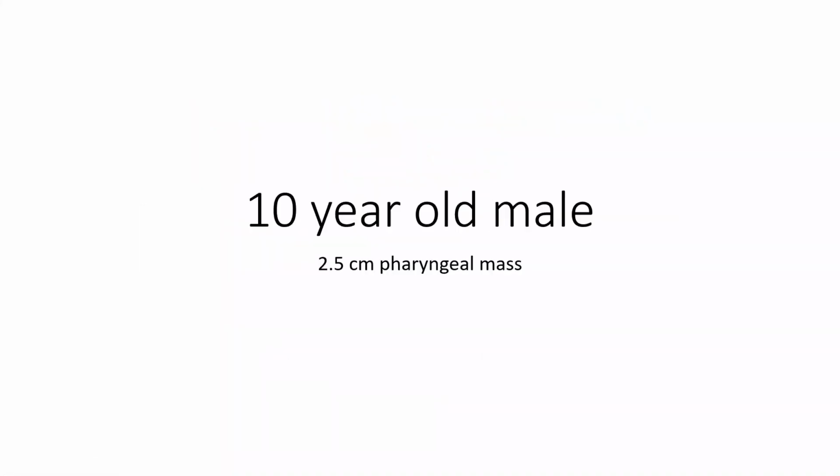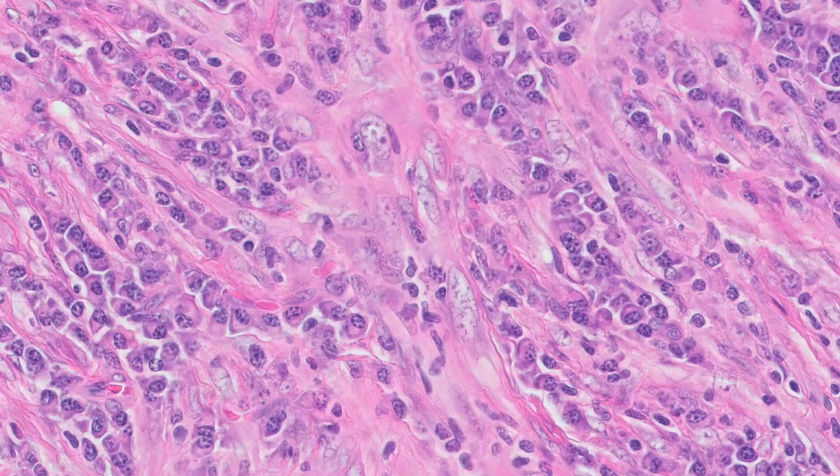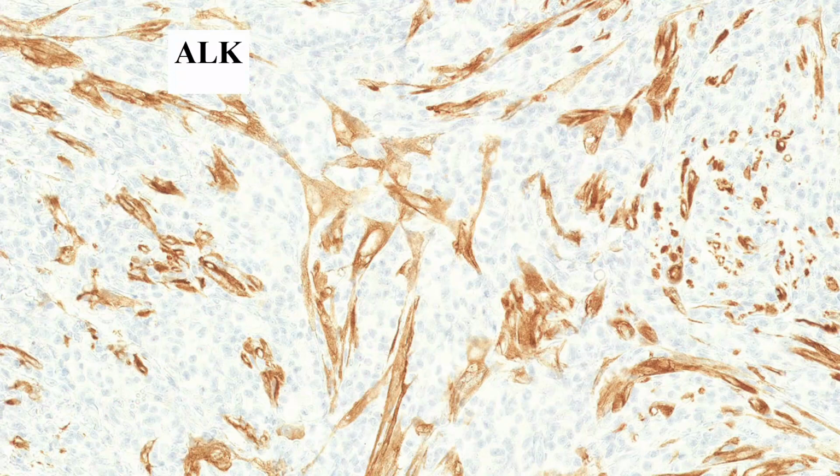Lastly, a 10-year-old male with a 2.5 centimeter pharyngeal mass, and you're saying to yourself, oh, isn't this classic storiform type fibrosis? Here's the center of that cartwheel. Those are the radiating spokes of fibrosis. Lots of plasma cells, but what I didn't focus on when I showed you this case initially was these large vesicular cells. Now, you might say they're not atypical. To my eye, they are very atypical. This is not something that you will see in IgG4-related disease. And even though there was a massive increase in IgG4-positive plasma cells, those atypical cells were positive for ALK.